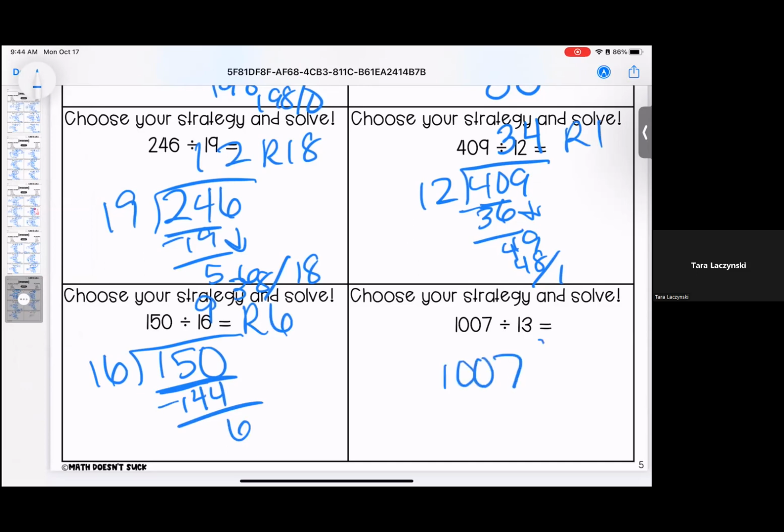And then my last one, 1007 divided by 13. 13 is going to go into 100 7 times. 13 times 7 gives me 91. When I subtract, I have 9 and 7. 91 is still going to be the closest I can get. Leaves me with a remainder of 6. 77, remainder of 6.